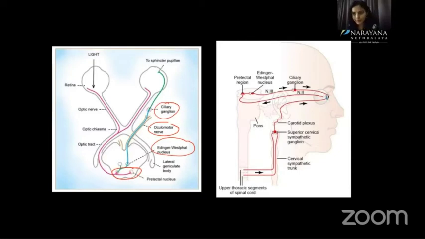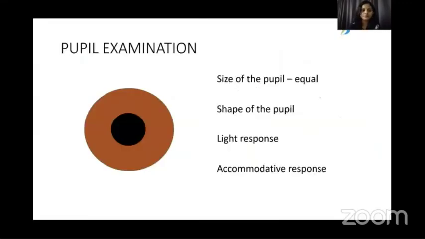The dilator pupillae muscles, or the pupillary dilatation reflex, is through the sympathetic supply. This comes from the sympathetic chain, and it goes to the superior cervical sympathetic ganglion and then to the plexus, which is around the carotid artery or the carotid plexus, and then through the long ciliary nerves, it supplies the dilator pupillae muscles. So coming to pupil examinations, what do you look for when you normally examine the pupil?